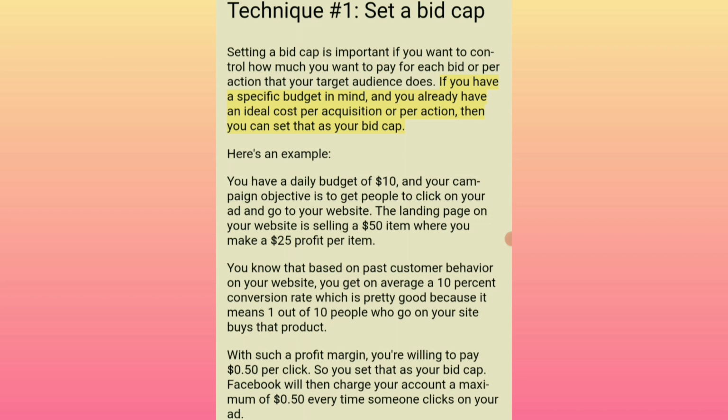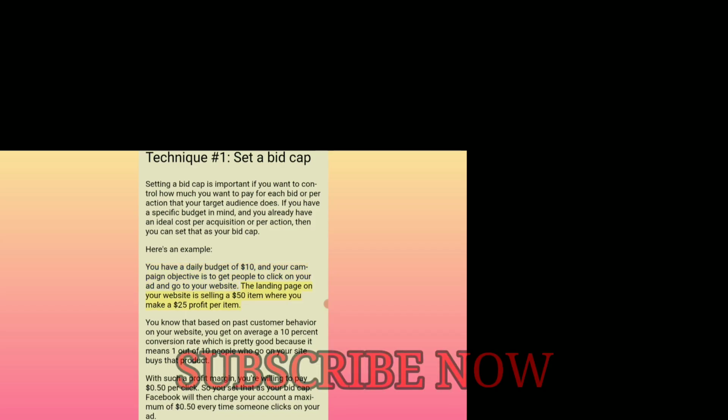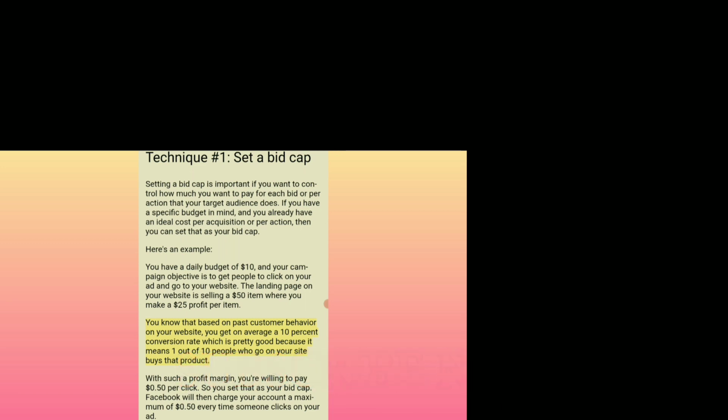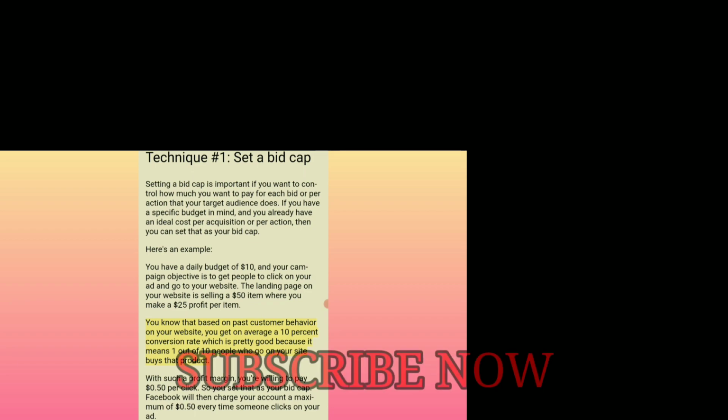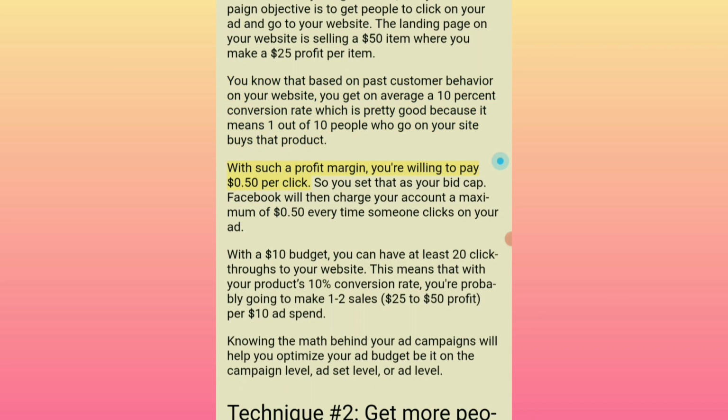Here's an example. You have a daily budget of $10, and your campaign objective is to get people to click on your ad and go to your website. The landing page on your website is selling a $50 item where you make a $25 profit per item. You know that based on past customer behavior on your website, you get on average a 10% conversion rate, which is pretty good because it means 1 out of 10 people who go on your site buys that product. With such a profit margin, you're willing to pay 50 cents per click. So you set that as your bid cap.